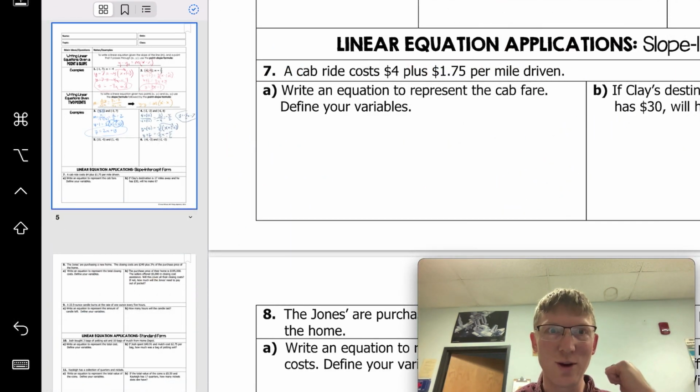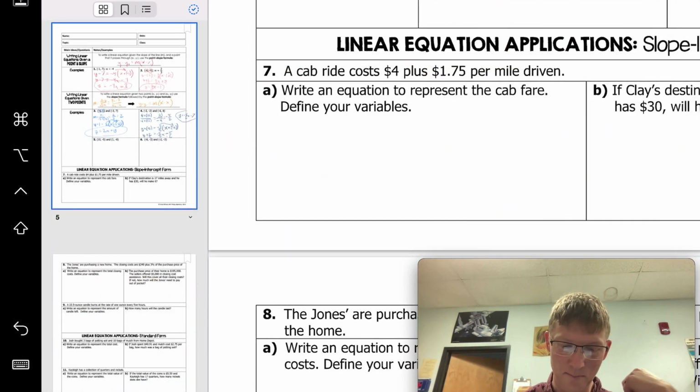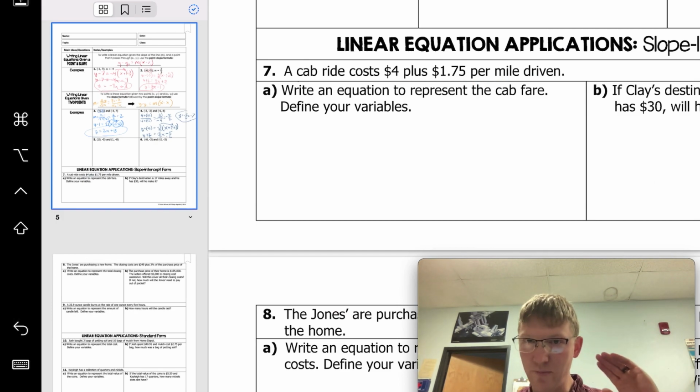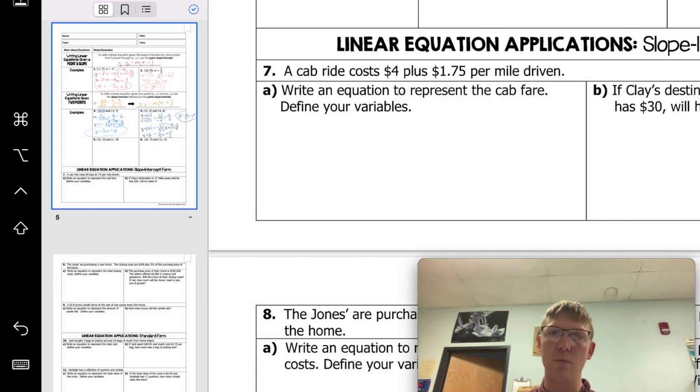Let's do some word problems. So, this one says a cab ride costs $4 plus $1.75 per mile driven. So, you get in a cab, you've got to give them $4. Doesn't matter if you go 1 mile or 10 miles. And then after that, it is $1.75 per mile driven. This is actually a pretty common cost structure for cabs. So write an equation that represents the cab fare, define your variables.